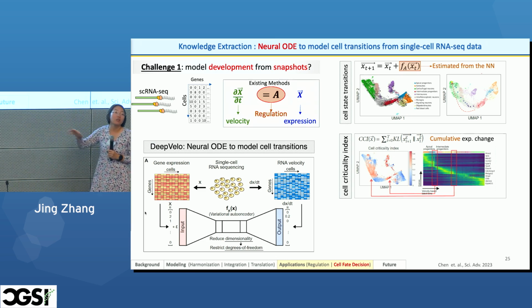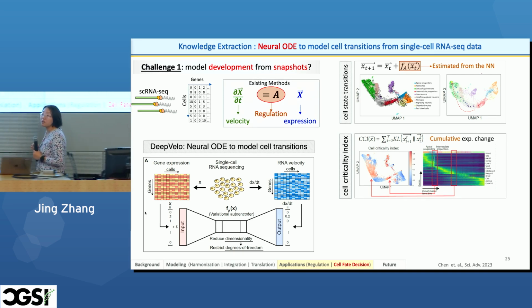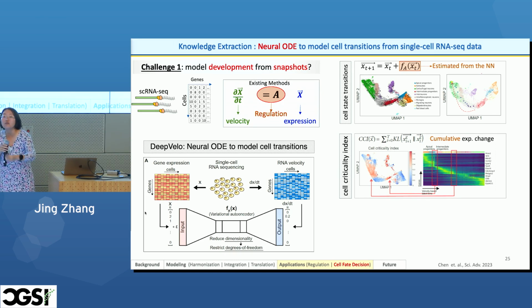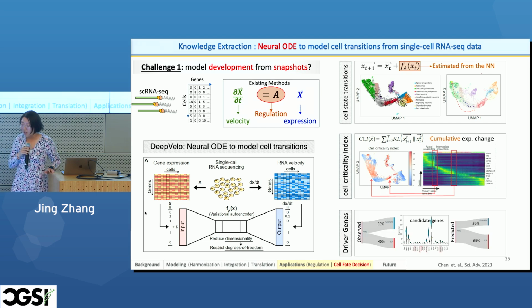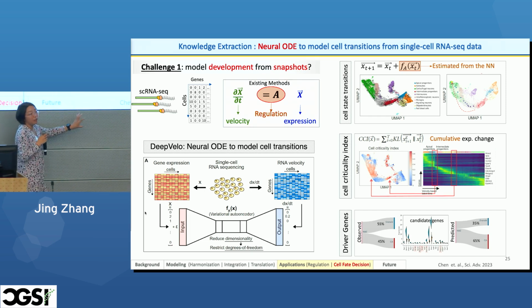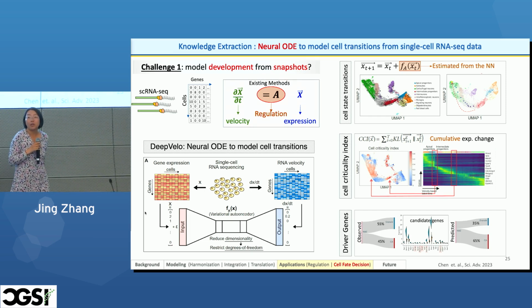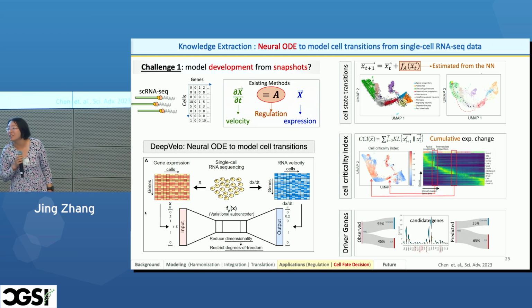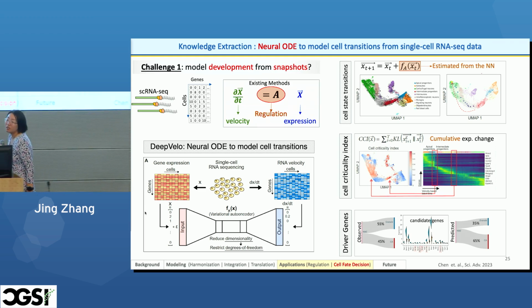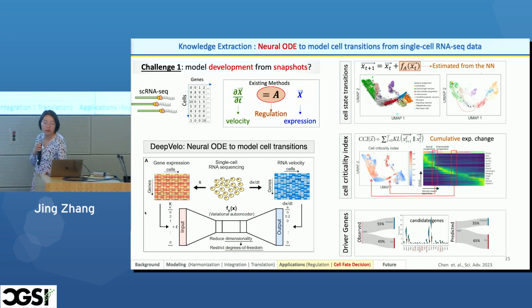I'm not going to introduce the details due to time limit, but you can see our CSI index can help to identify such key cell developmental stage very accurately. And in the end, actually, we can find the developmental driver genes and distinguish them from the developmental passenger genes using permutation study. Right, that's a third application of our DeepVelo method.